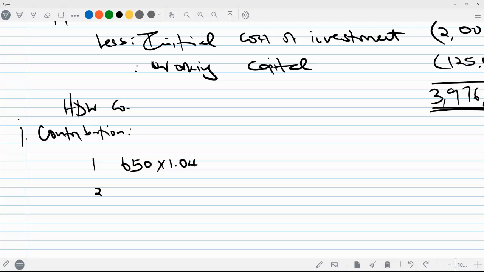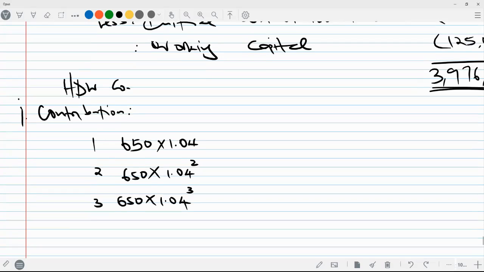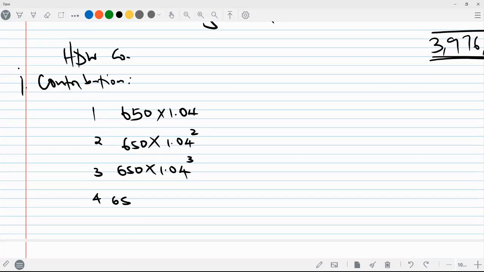Year two will be 650 times 1.04 squared, two years later from year zero. Year 3 will be 650 times 1.04 to the power of 3, and year 4 will be 650 times 1.04 to the power of 4. That is the selling price for years 1 to 4, minus the variable cost, because contribution per unit is selling price minus variable cost. The variable cost is 250.